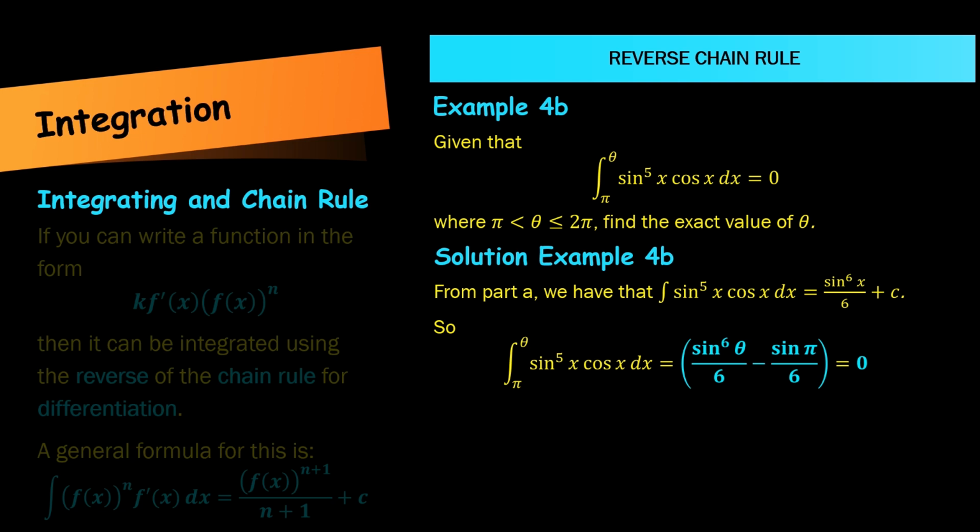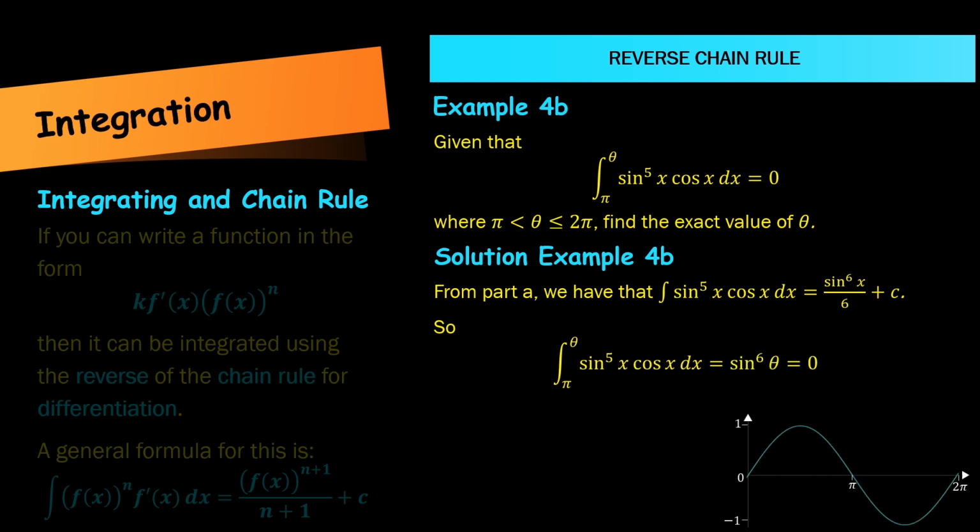Notice that sin pi is actually equal to 0. So we can replace that as shown, to give us that sin theta to the power 6 is equal to 0. Now sin x equals 0 at 2 pi, in the interval theta greater than pi and less than or equal to 2 pi. Therefore, theta equals 2 pi in this interval.